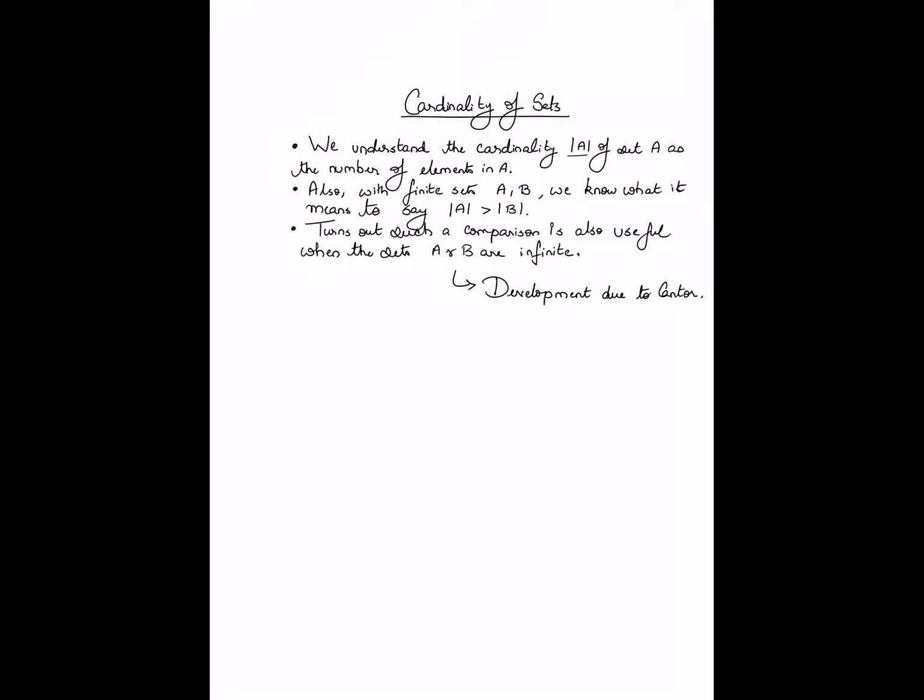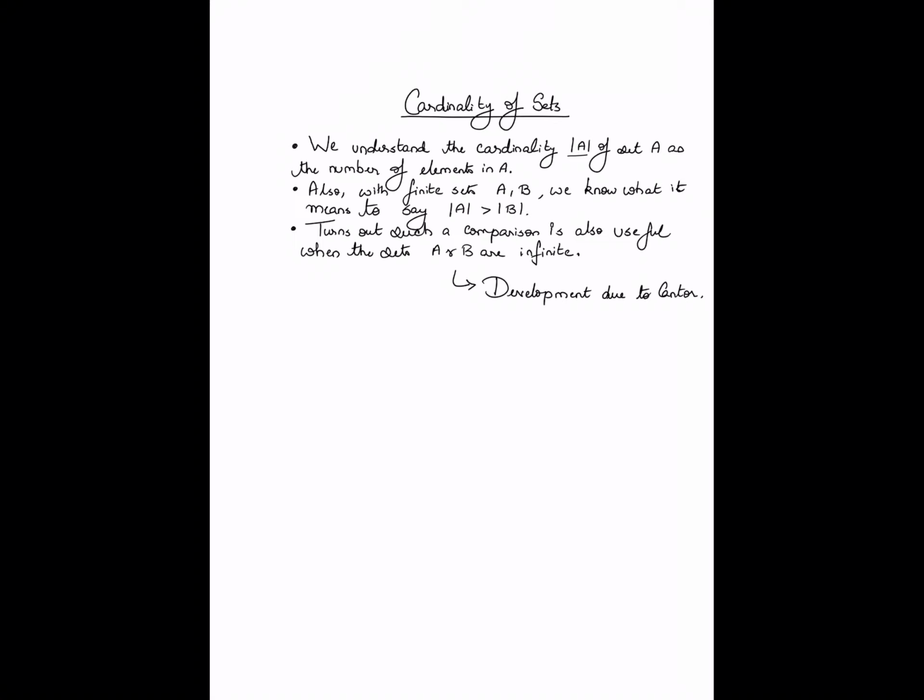So we understand what it means to say that such and such is the cardinality of a set. And when it comes to finite sets, it is obvious what it means to say that, say, the cardinality of set A is more than the cardinality of set B. For example, if A has 10 elements and B has 5, then of course the cardinality of A exceeds the cardinality of B. But why are we talking about cardinality when we are studying real numbers at this point?